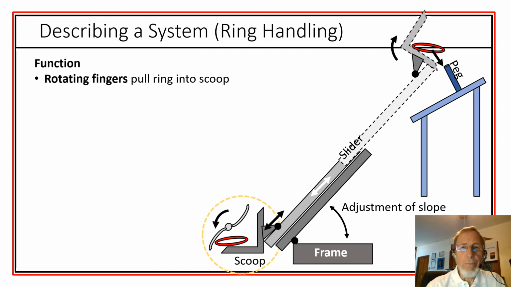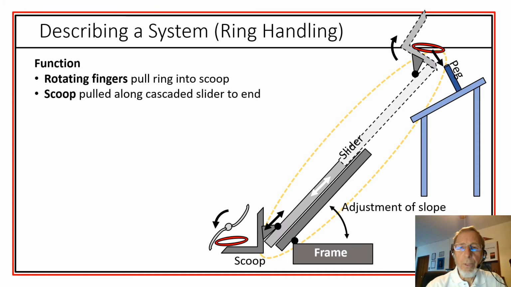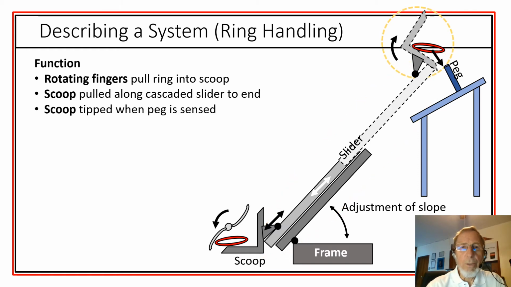The rotating fingers are used to help pull the ring into the scoop. The scoop is then pulled along the cascaded slider until it reaches the end of the slider. At that point, the scoop is tipped, and when the peg is sensed, hopefully it's going to tip and drop the ring onto the peg.